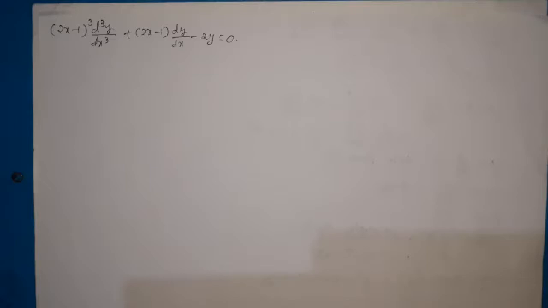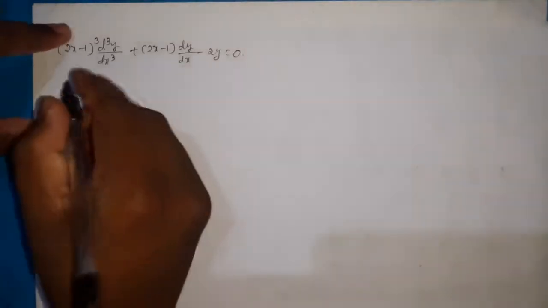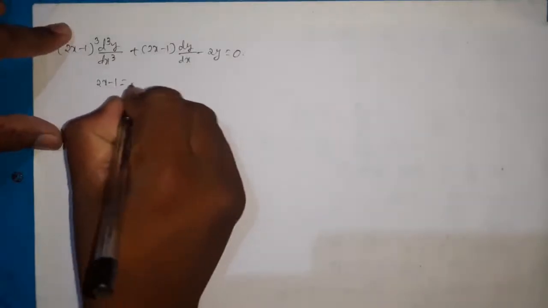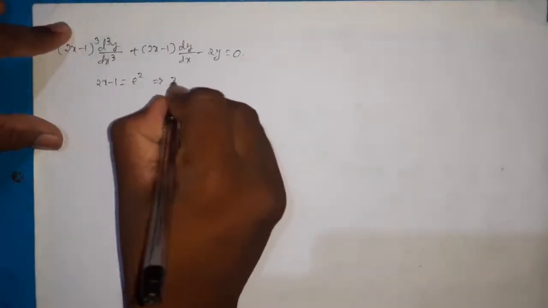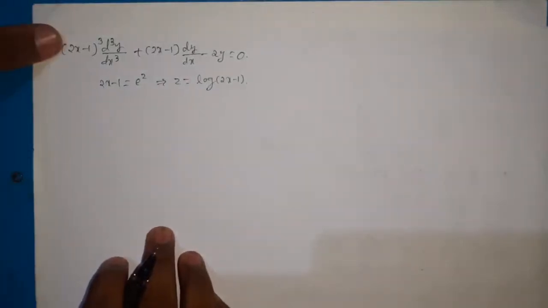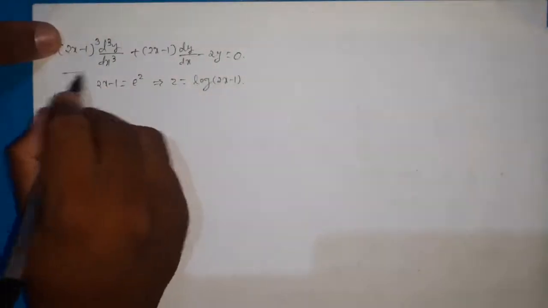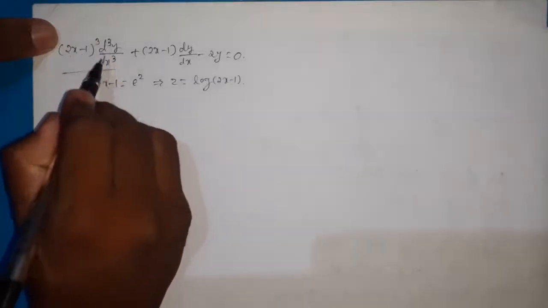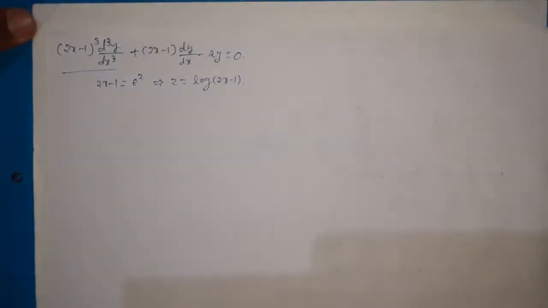But that b must be positive, so therefore a plus bx will become minus a plus bx now, and b is equal to 2. So therefore substitute 2x minus 1 equal to e power z. It implies that z equal to log of (2x minus 1). And then here the first term is (2x minus 1) whole cube d cube y by dx cube, that is equal to what? b cube into D into (D minus 1) into (D minus 2).